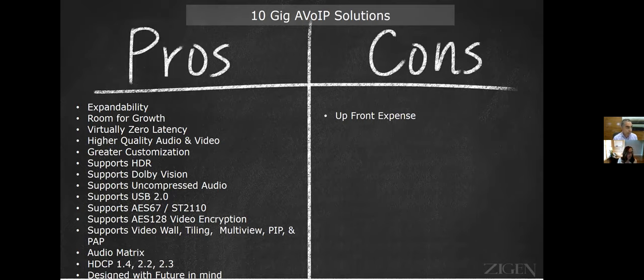It supports video walls, tiling, multi-view, picture-in-picture, picture-by-picture, and that's a standard feature. You don't need to buy additional equipment to do all that, whereas 1 gig requires you to buy the quad splitters, I believe they are. Also with 10 gig, you get audio matrix built into it, and it does not utilize any additional ports. It's backwards compatible to HDCP 1.4, 2.2, 2.3, which is for 8K and beyond, and designed with the future in mind.